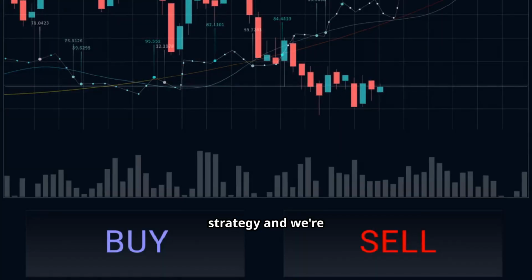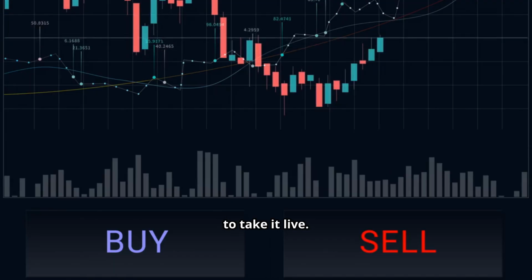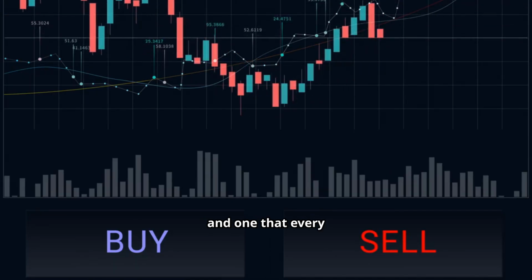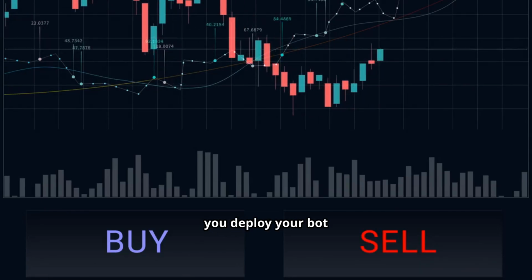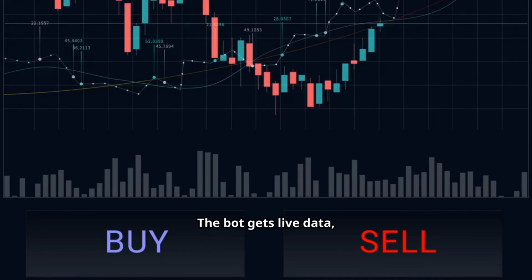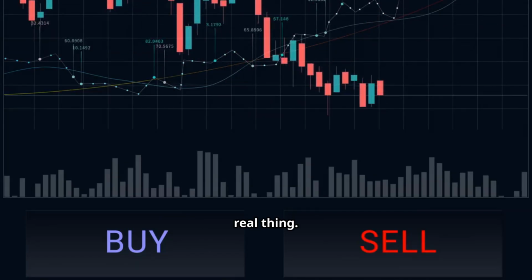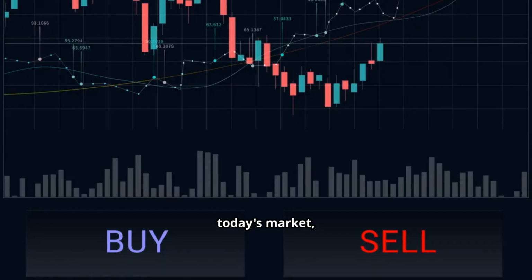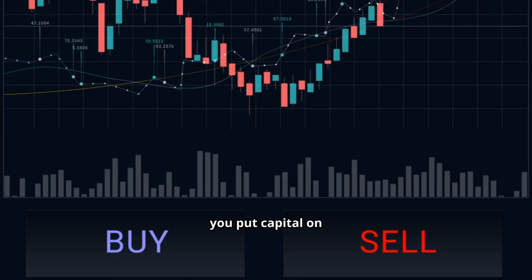Once we've backtested our strategy and we're happy with its performance on paper, the final step is to take it live, but we're not going to throw real money at it just yet. The smart next step, and one that every good platform encourages, is paper trading. Paper trading means you deploy your bot in the live market but with fake money. The bot gets live data, makes decisions, and executes trades just like the real thing. You can watch how it performs in real time, see how it handles today's market, and make sure it's working as you designed it. It's the final stress test before you put capital on the line.